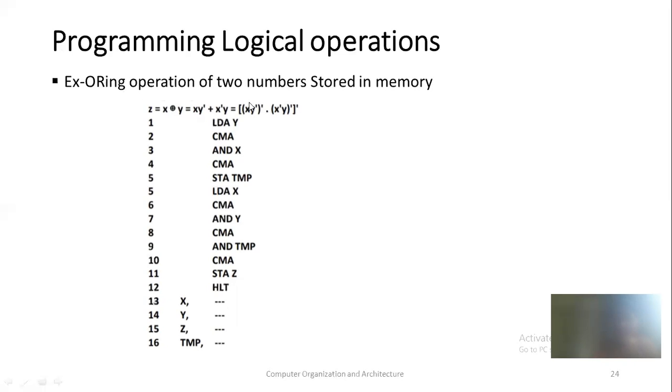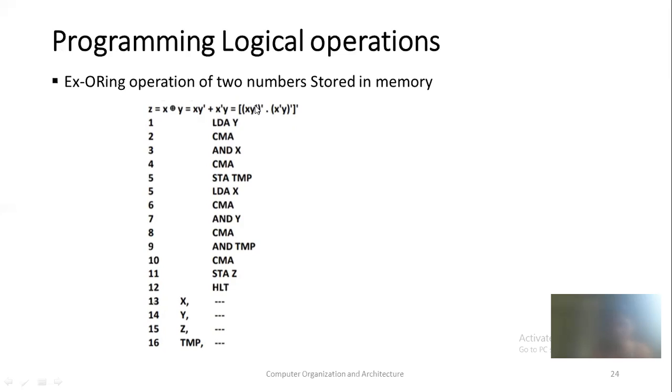Okay, so we are going to use it like this: X dash, Y dash, whole dash. For this operation, first we find X Y dash whole dash, and then we find X dash Y whole dash, and then we do ANDing of these and complement that. So first we do the X Y dash operation.